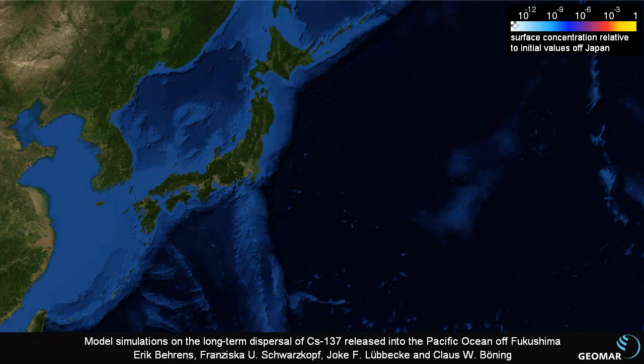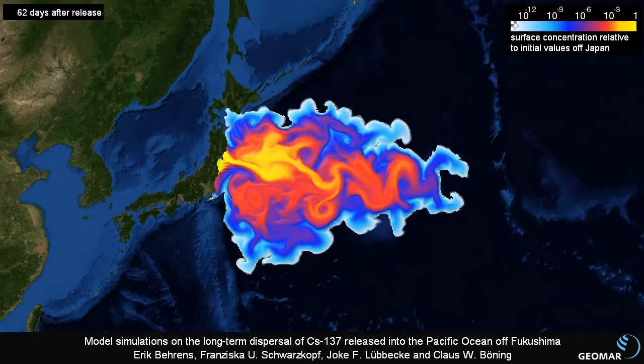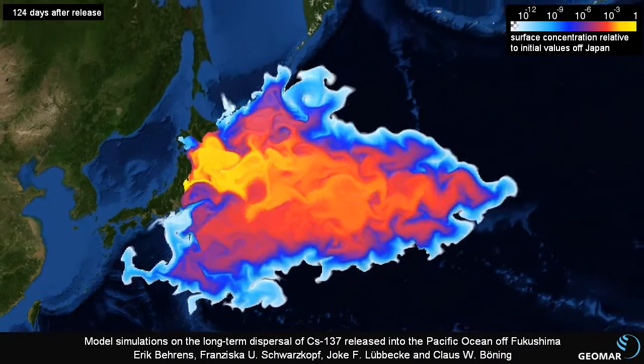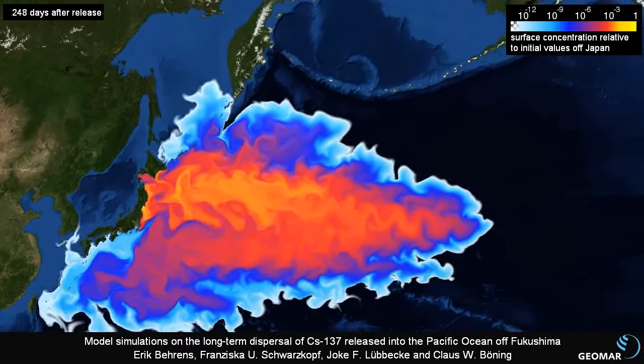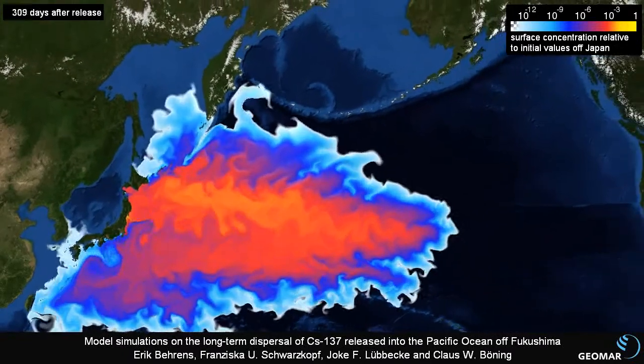The following animation shows the spreading of our dye at the ocean's surface. The color represents the concentration of the tracer relative to the initial concentration in the coastal area of Fukushima at the end of the injection period. The tracer invades the highly energetic Kuroshio regime within the first weeks after the release and starts spreading meridionally due to the eddies dominating the flow field in this area.